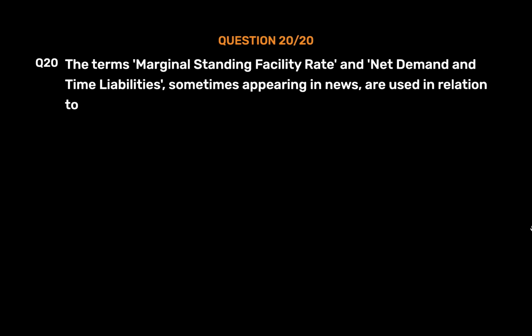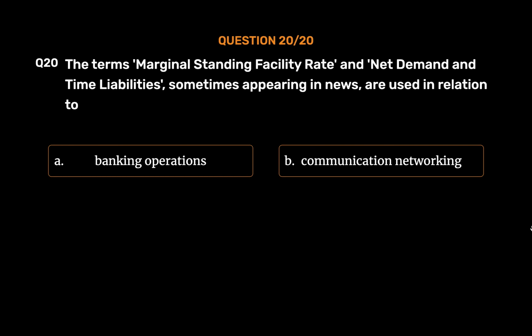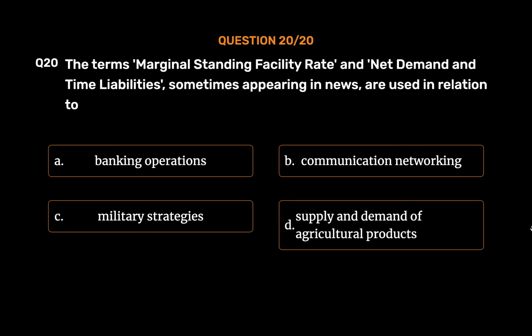Question number 20. The terms marginal standing facility rate and net demand and time liabilities, sometimes appearing in news, are used in relation to Option A. Banking operations. Option B. Communication networking. Option C. Military strategies. Option D. Supply and demand of agricultural products. The correct answer is Option A.